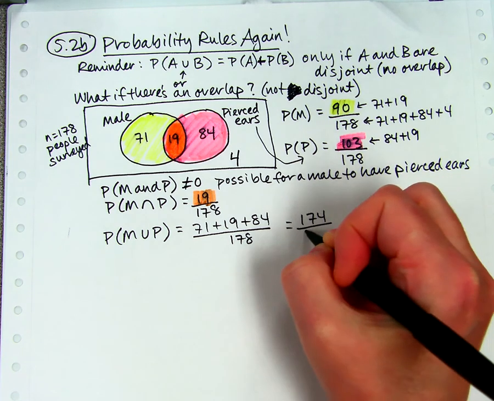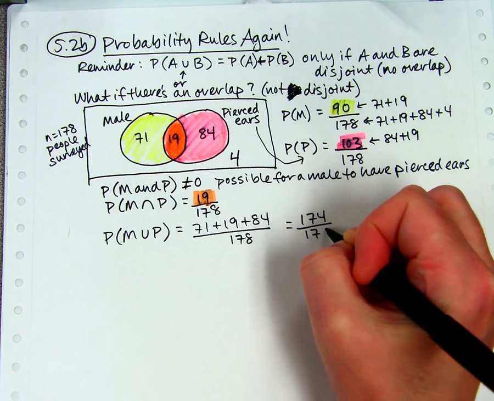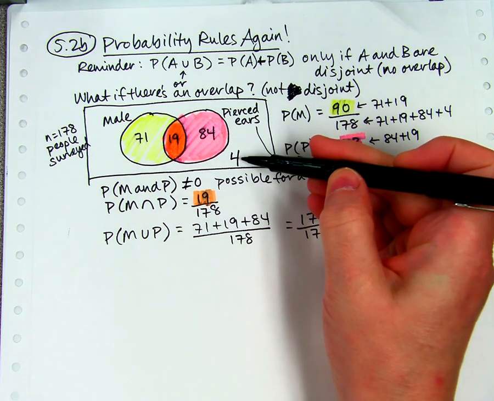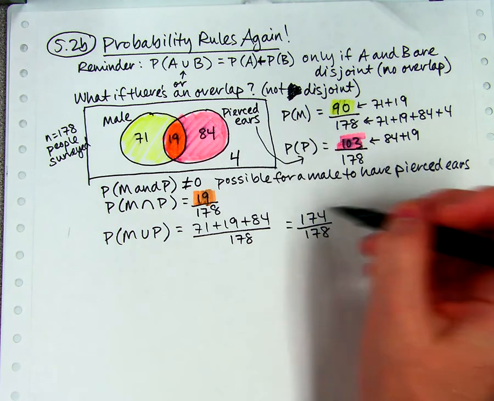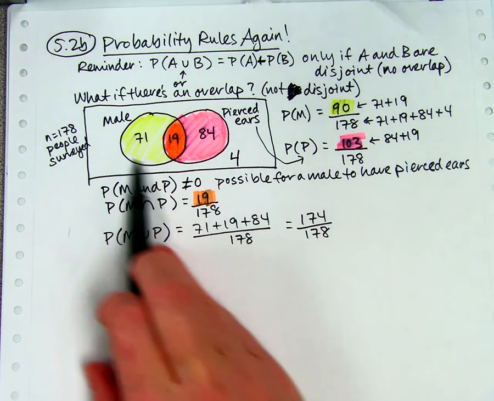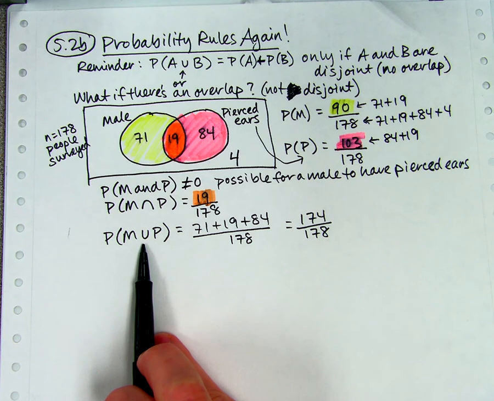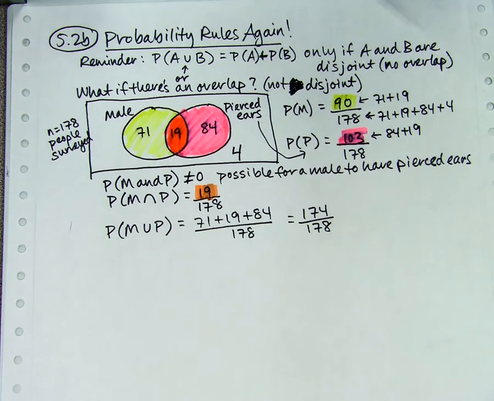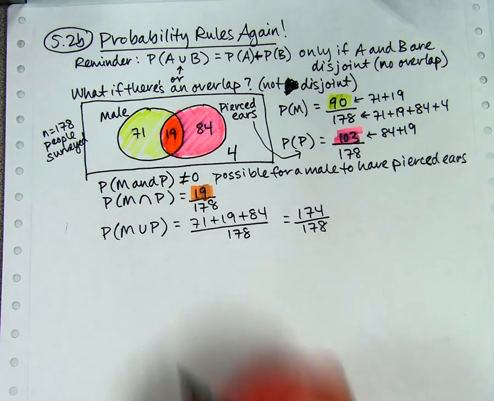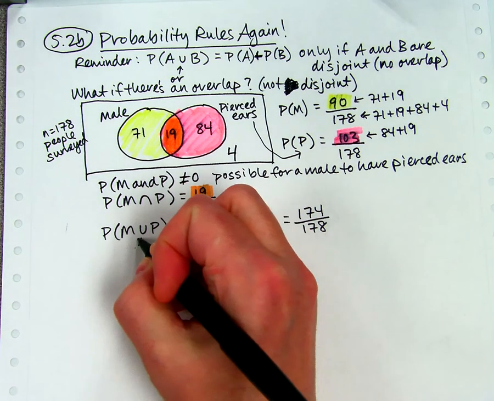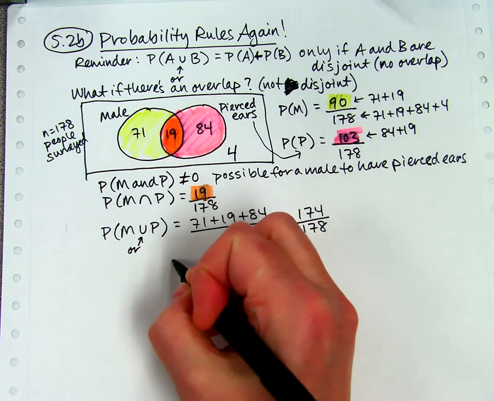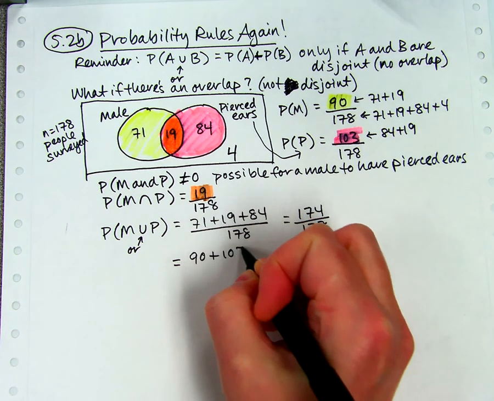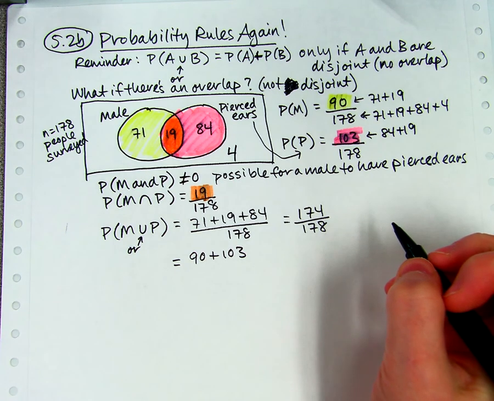It's actually almost all of this particular population is male or pierced ears. We're only leaving out 4 women who don't have pierced ears, and that's all we're leaving out. That is one way to do it, is to add these 3 pieces together, and that's basically what this U means, the union of these 2 groups combined. So those 2 groups plus the overlap, that's one way to do it. Or, remember this also means or, you could also do the 90 and the 103 and then realize that you've counted some people twice.